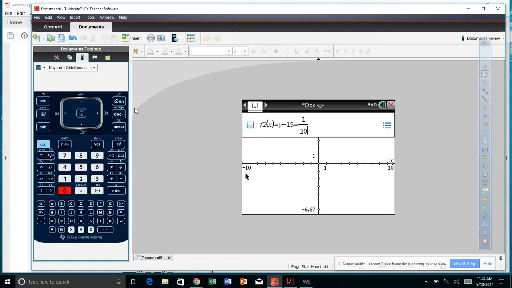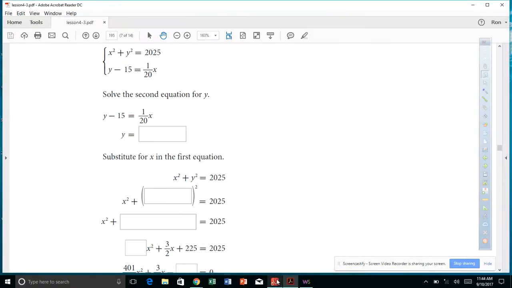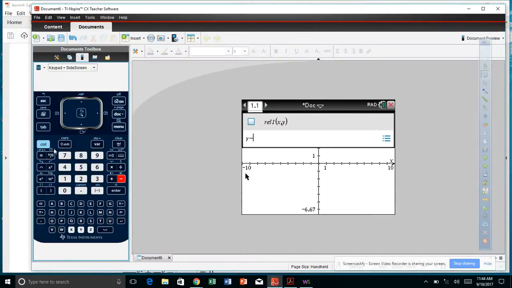Oh, you know what I didn't do? Menu 3, 2. So what do we got? Y minus 15 equals 1, control, divide, 20, x. And there that is. Let's press tab, and we had x squared plus y squared equals 2025.